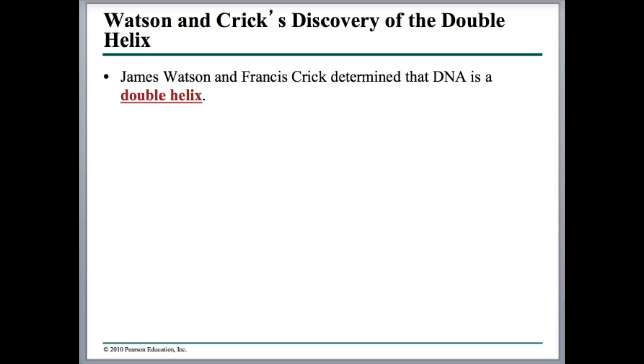People knew before Watson and Crick the basic components. They knew about the sugar and phosphate. They knew about the nitrogenous bases, A, T, C, and G. They also knew that the amount of A and T were always the same, and the amount of C and G were always the same. What they didn't know was, how are these molecules put together? What did they look like?